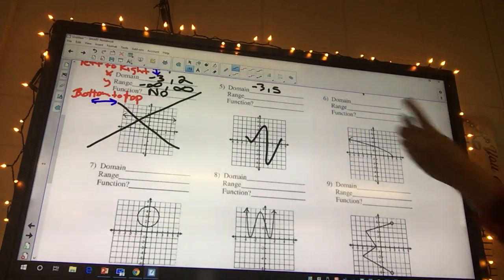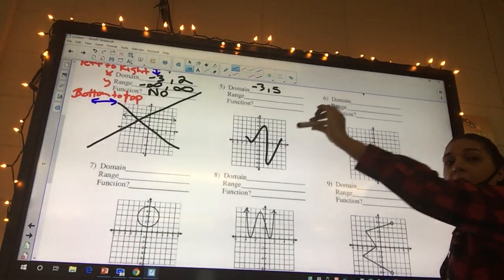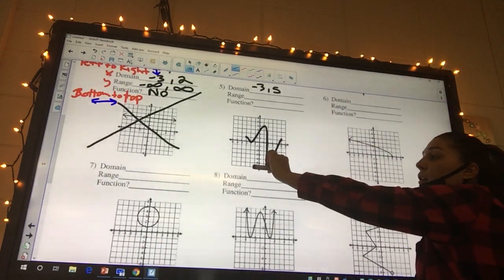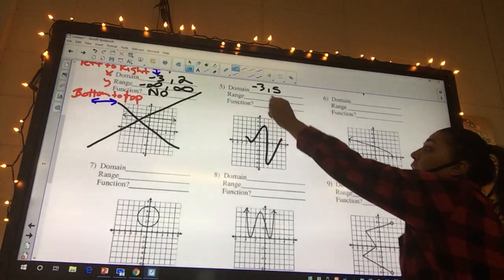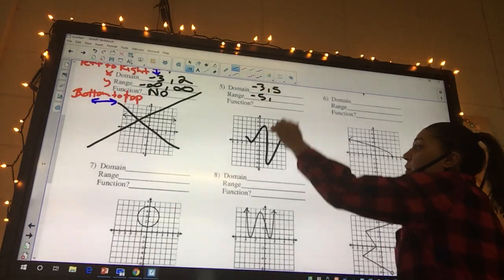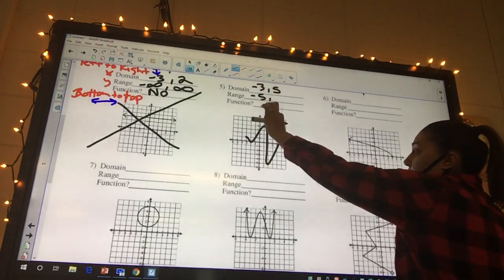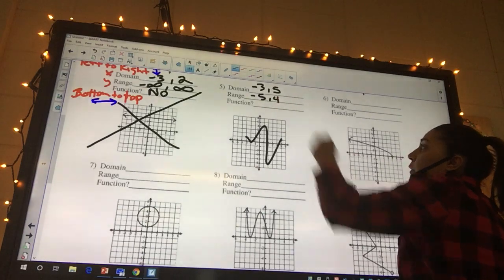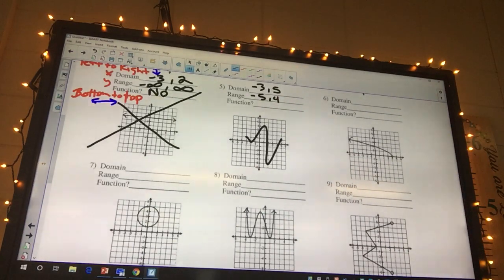The range, okay, our pencil goes this way. What's the first thing we hit on the bottom? -5. -5 to what? What's the last thing we hit? 4. It's a function. Is this one a function? Yes.